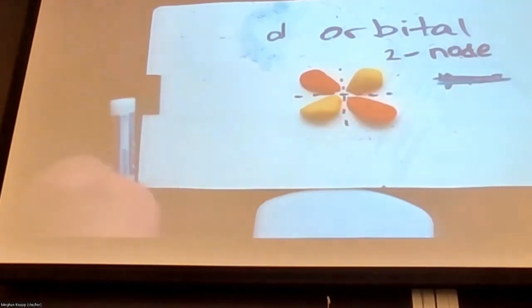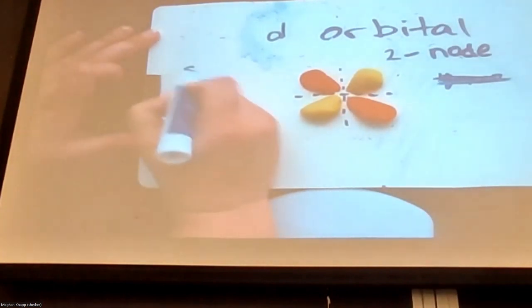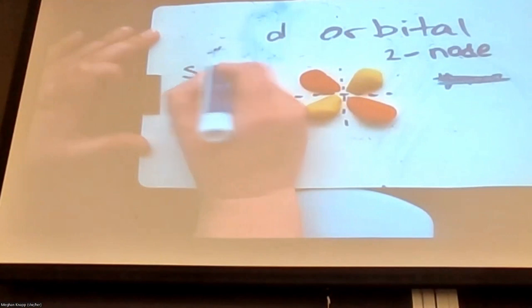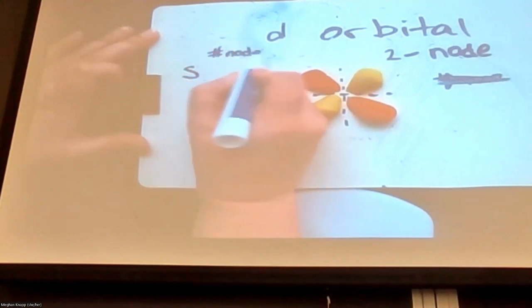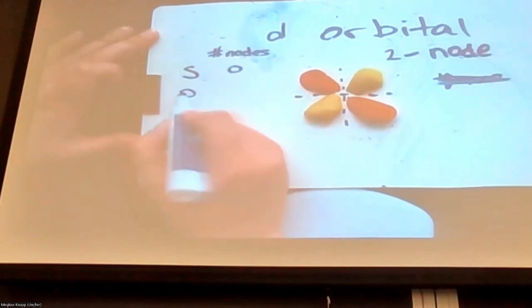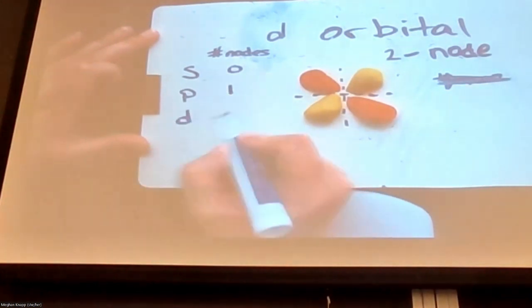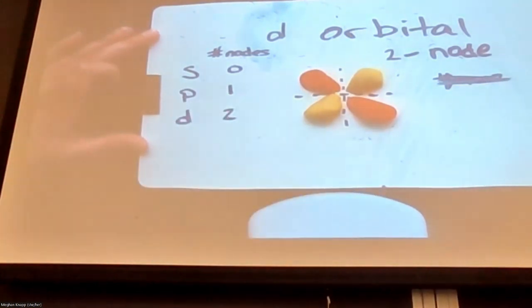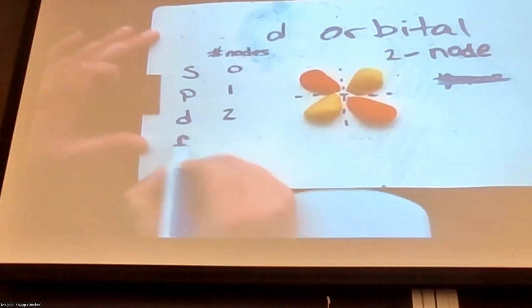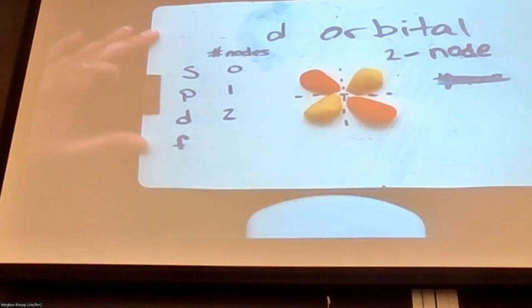Okay, so from all of this, the big point is that S has 0 nodes, P has 1 node, D has 2 nodes. The next kind of orbital is called an F orbital. How many nodes do you think it has? It has 3 nodes. Exactly.